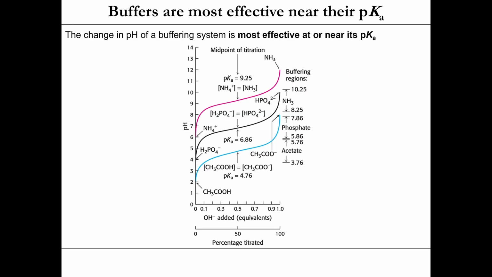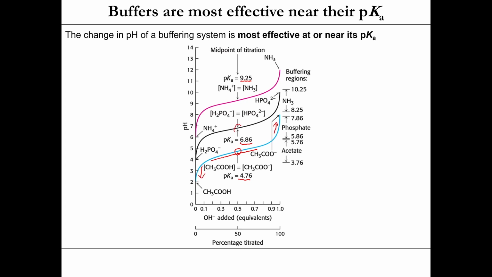And we sort of saw it in the last example, but buffers are most effective near their pKa. So that's an important concept to understand. They're going to be most effective when that ratio of acid to base is closer to a 1-to-1 ratio. So here we have a lot of different examples. We have acetic acid here. You can see it very quickly goes up in pH, and then it's in its buffering region and goes up.